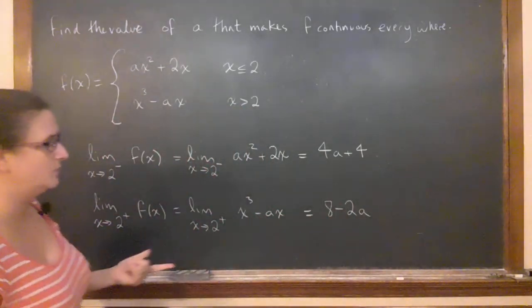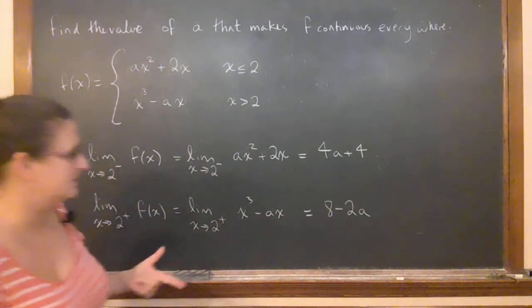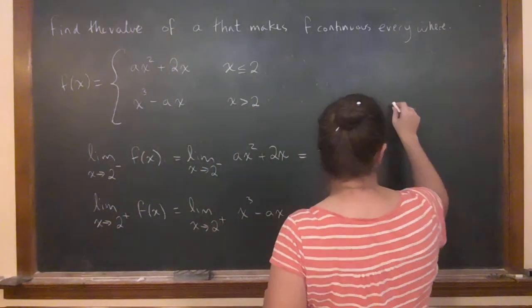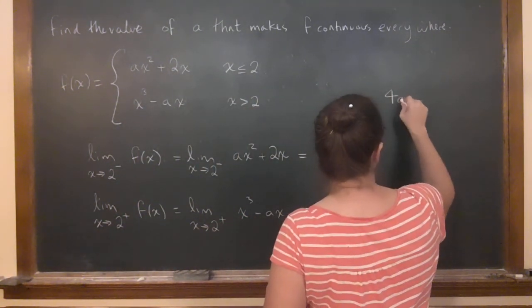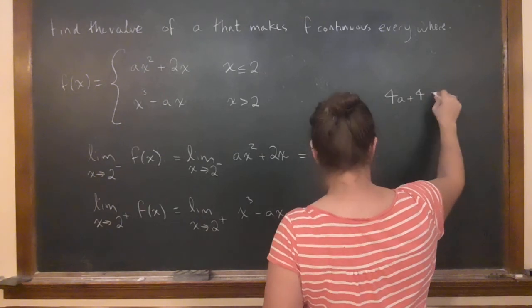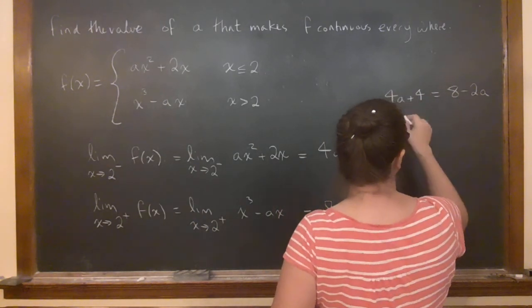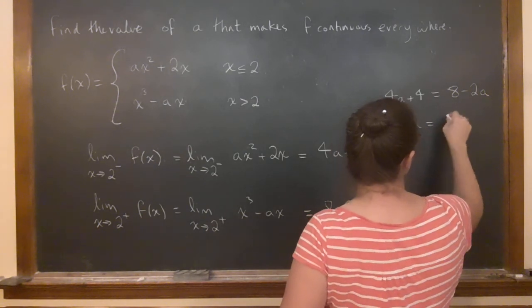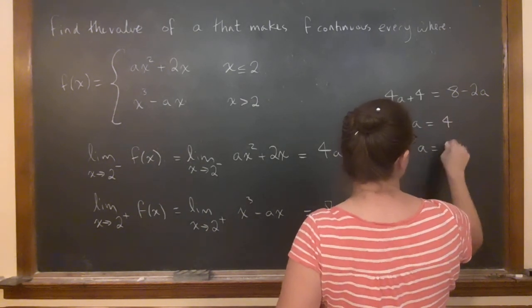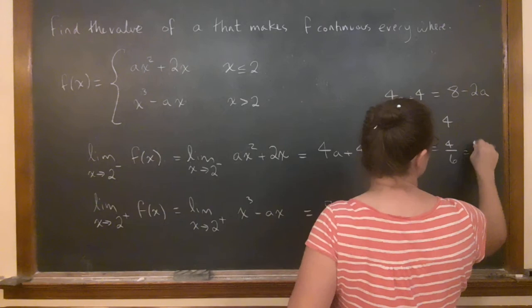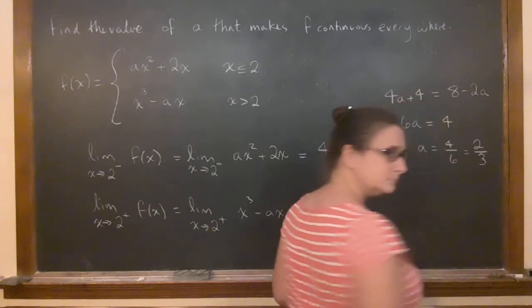So for continuity, these two have to be the same, right? So let's do that over here. 4a plus 4 has to equal 8 minus 2a. 6a equals 4. A equals 4/6 or 2/3.